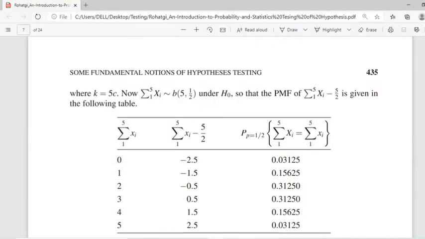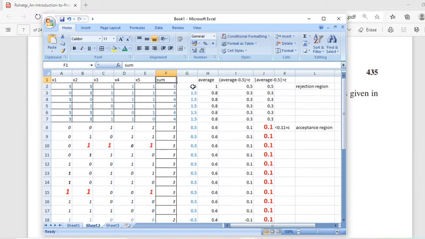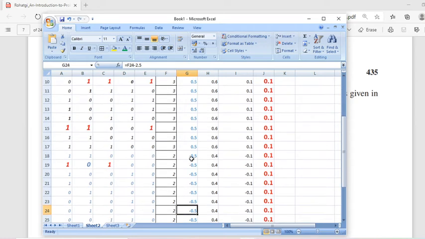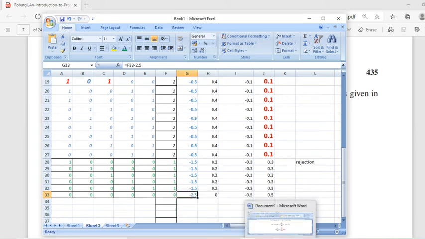Here we have how many observations? 32 observations, 32 possibilities are there. Out of these 32 possibilities, the summation will be 0 only in a single case. So what will be the probability? 1 by 32.